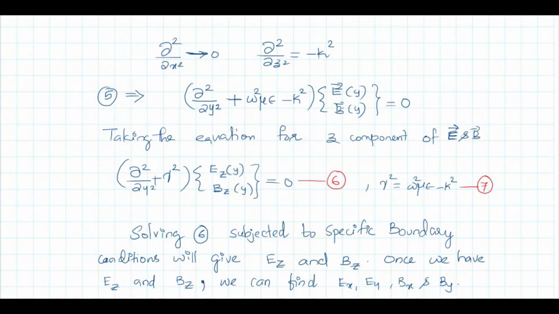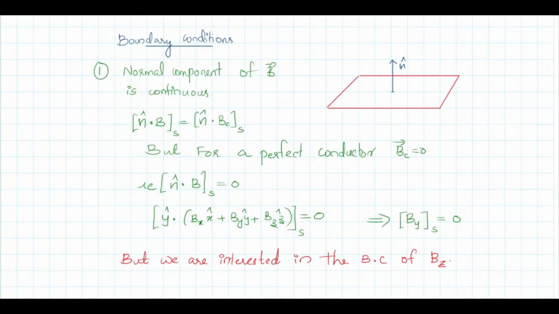Now, what are the boundary conditions? We already know that in electrodynamics, the normal component of magnetic field is continuous. So here, suppose this is your metallic plate or conducting plate, and here you have the dielectric medium.